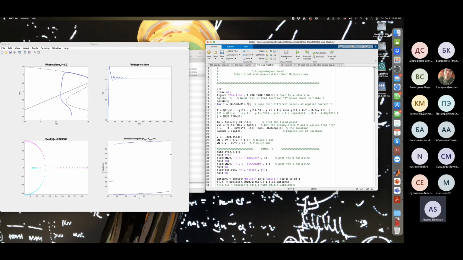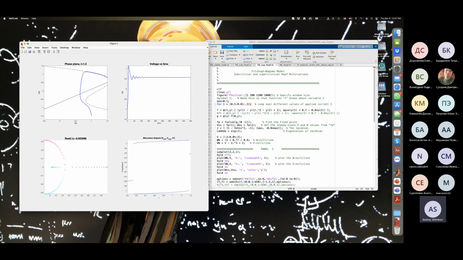Okay, and then I save it, and then say quit MATLAB, because I'm going to give the lecture on Saturday, so I don't quit MATLAB. I'll keep it open and close the window.